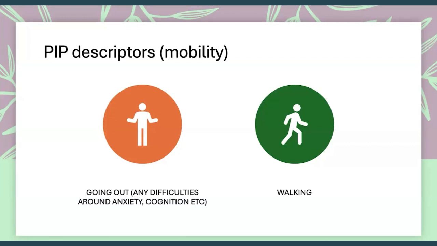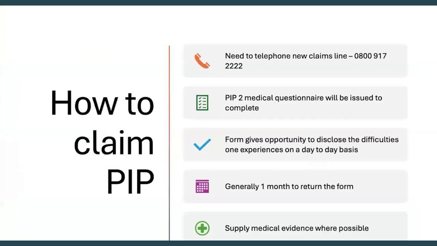And then the other activity is the physical walking activity. So whether there are any difficulties with the physical aspects of walking. So again, things like breathlessness, slower walking pace, needing to take regular breaks, balance issues, that sort of thing.